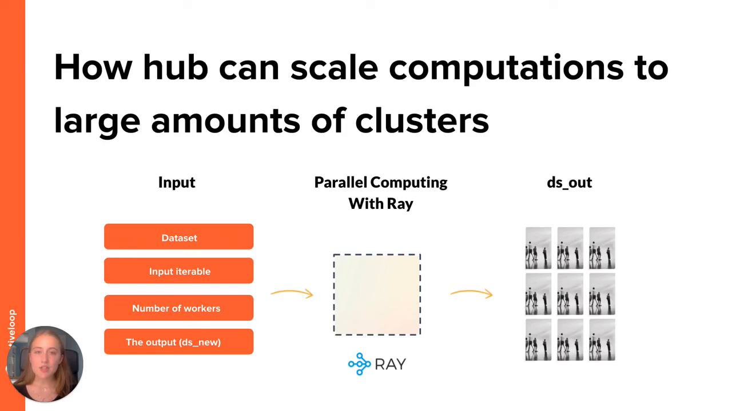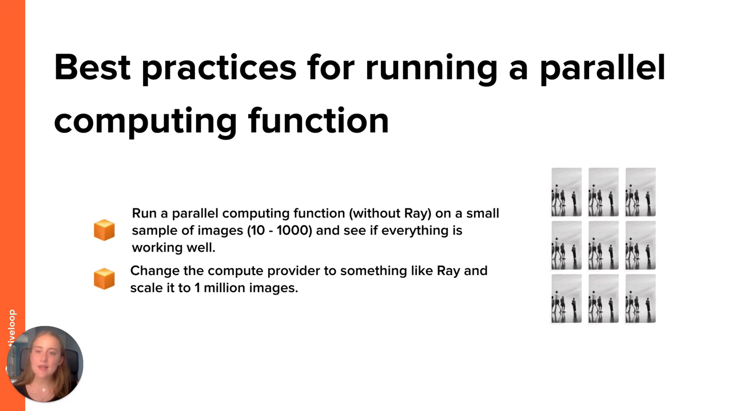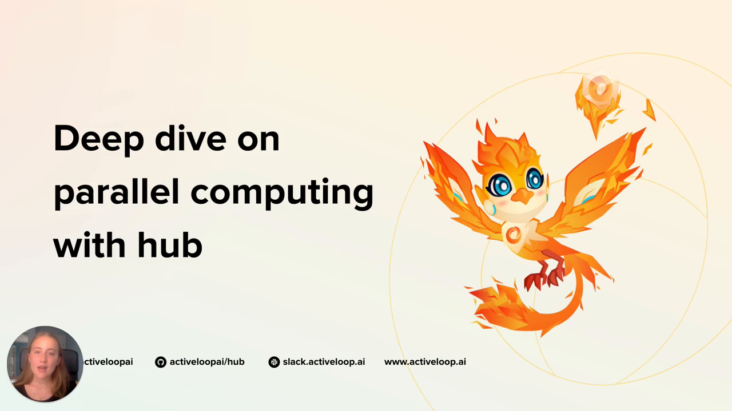You can keep everything just the same, and all you need to do is to create a new compute provider and pass the required information for the dataset processing to the Ray compute provider. And your code and everything else stays just the same. And lastly, here are a few best practices for running a parallel computing function. First, run a parallel computing function without Ray on a small sample of images, which is like 10 to 1,000 images, and see if everything is working well. Then change the compute provider to something like Ray and scale it up to 1 million images. And that's it for this quick tutorial on parallel computing with Hub.